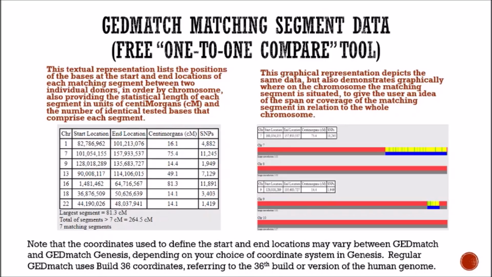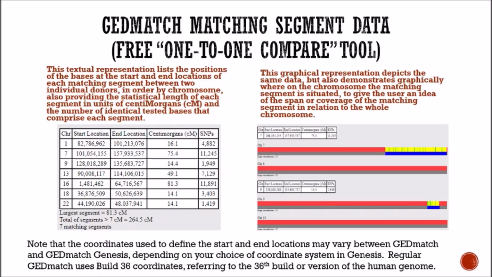So note that the coordinates used to define the start and end locations, I'm reading off the bottom here, may vary between Jedmatch and Jedmatch Genesis, depending on your choice of coordinate system in Genesis. Jedmatch doesn't let you pick. They use build 36 coordinates and there's no way to change that. However, Jedmatch Genesis lets you decide if you want to use build 36, build 37, or build 38 coordinates.